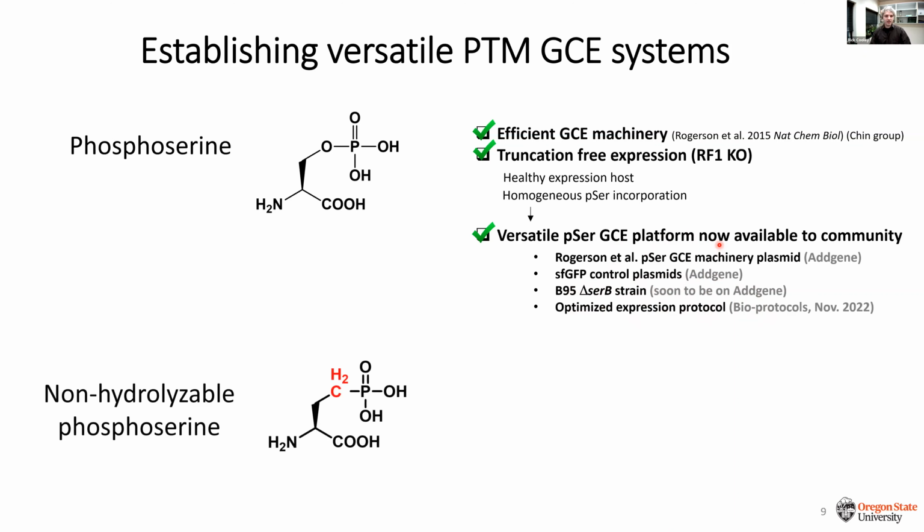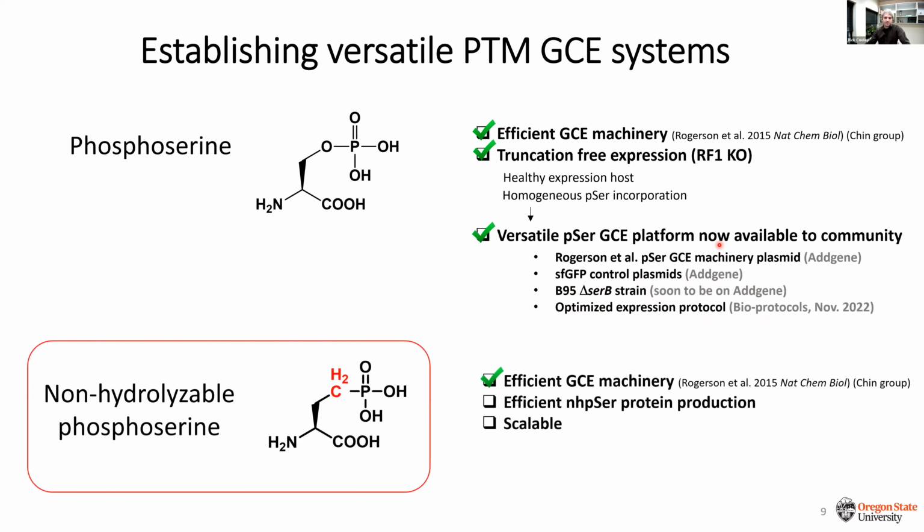Now, moving on to non-hydrolyzable phosphoserine. In 2015, when the Chin group published their efficient GCE machinery for phosphoserine, they effectively just adopted the same system for non-hydrolyzable machinery. So when we got interested in encoding non-hydrolyzable phosphoserine, there already was an efficient genetic code expansion machinery for this. So we got really excited about it.